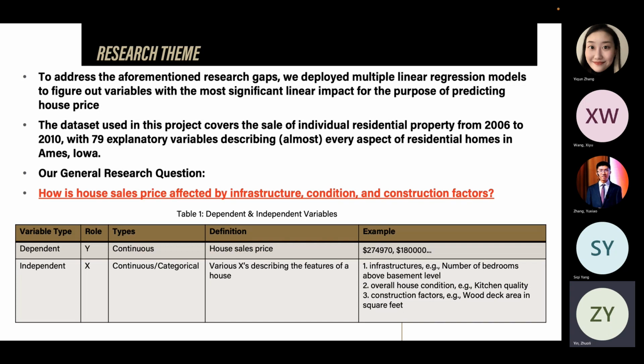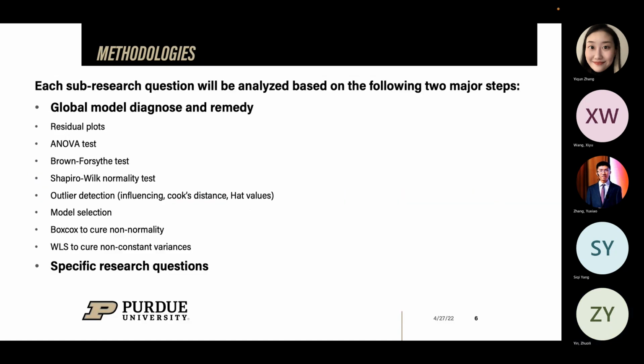Our dataset covers the sales of individual residential property from 2006 to 2010, with about 79 explanatory variables describing almost every aspect of the residential house in Iowa. We're going to answer our general research question: how is house sales price affected by infrastructure, condition, and construction factors?